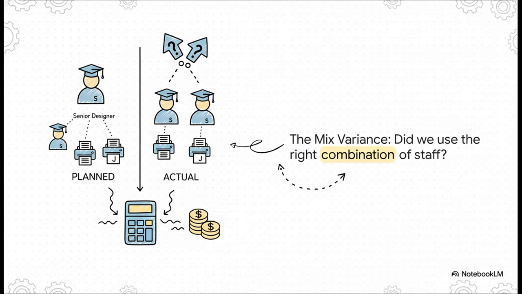Its whole job is to figure out the cost impact of using a different combination of labor than you planned. For example, let's say your plan was to use 1 senior designer and 3 junior printers. But on the day, you actually used 2 seniors and 2 juniors. The mix has changed. This variance tells you the exact cost of that specific change in your team's composition. In this case, it would probably be a negative variance because that second senior designer costs more.